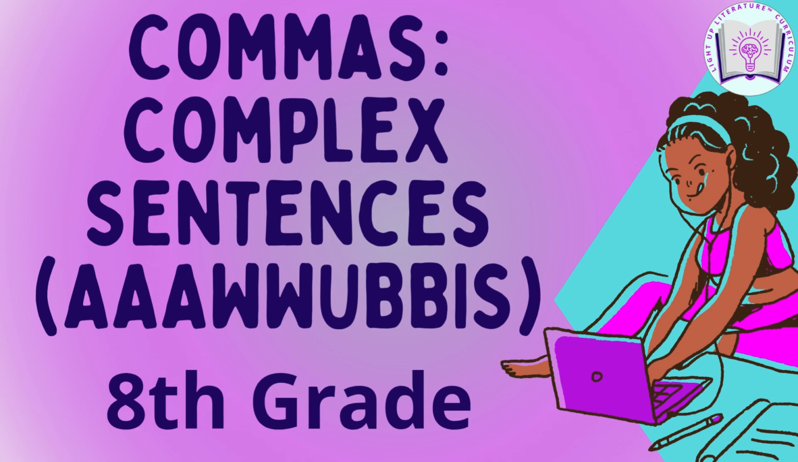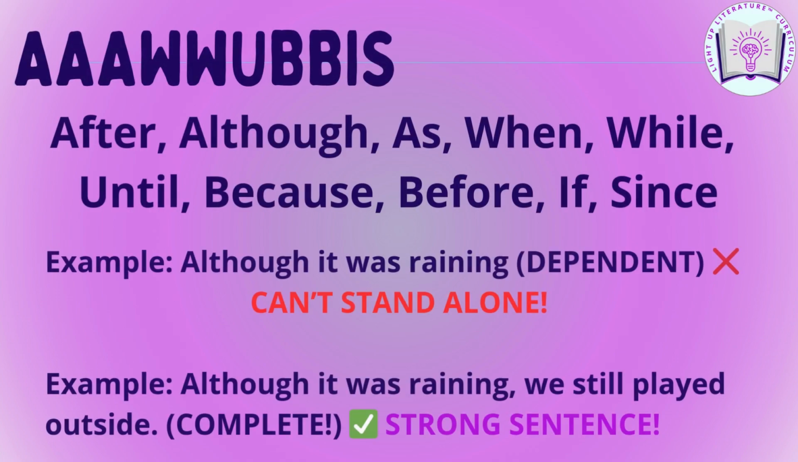All right, so AAAWUBBIS. So write this down, pause the screen, and write this down. These are some of the most common. Is it all of them? No, but it is the most common subordinating conjunctions, which is what you use when you're creating complex sentences. So after, although, as, when, while, until, before, because, if, and since.